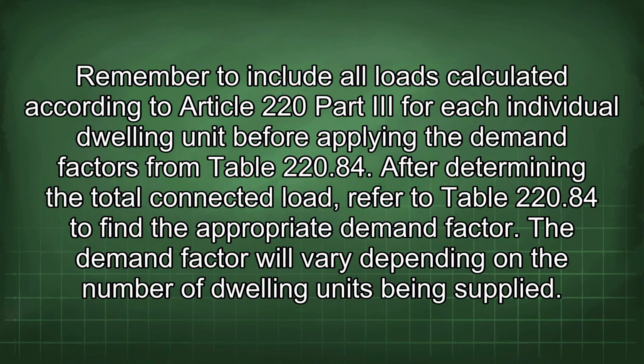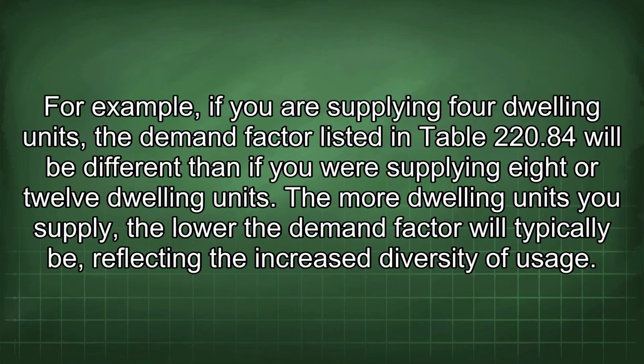After determining the total connected load, refer to Table 220.84 to find the appropriate demand factor. The demand factor will vary depending on the number of dwelling units being supplied. For example, if you are supplying 4 dwelling units, the demand factor listed in Table 220.84 will be different than if you were supplying 8 or 12 dwelling units. The more dwelling units you supply, the lower the demand factor will typically be, reflecting the increased diversity of usage.